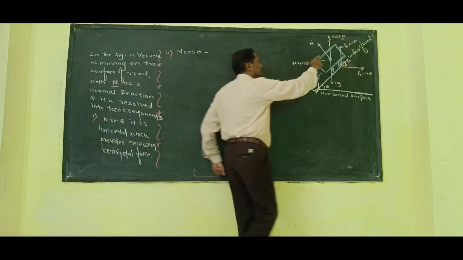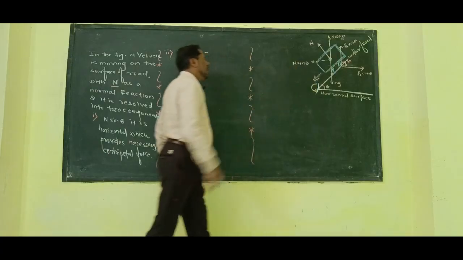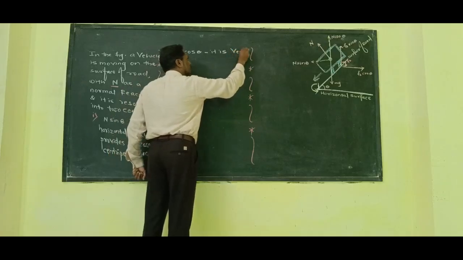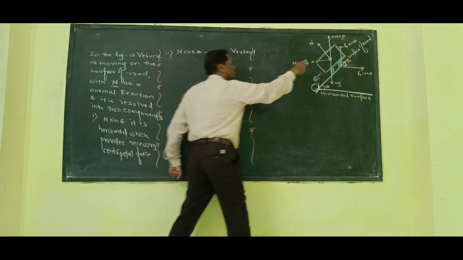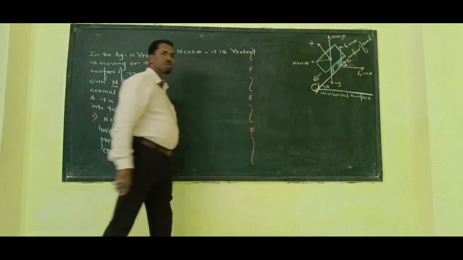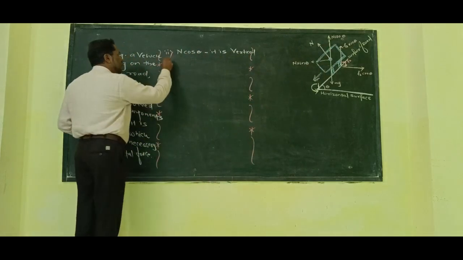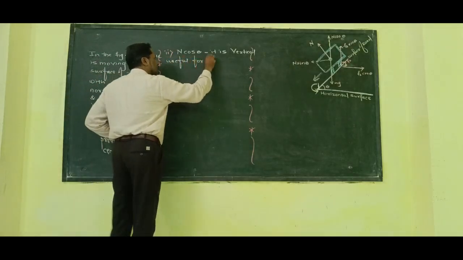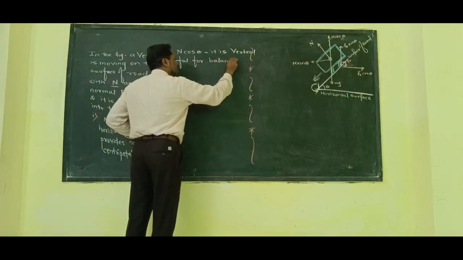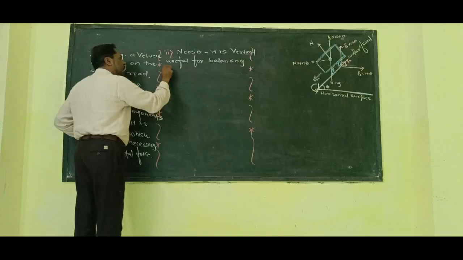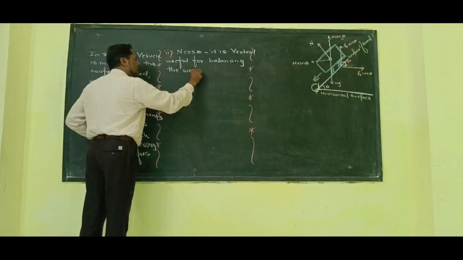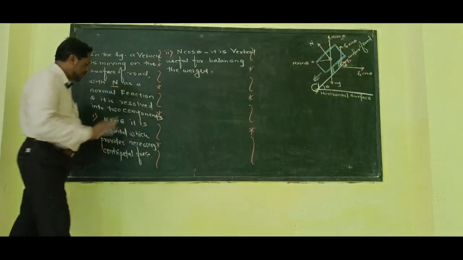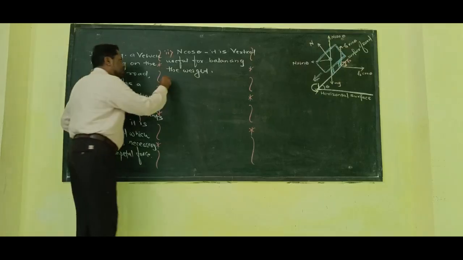See here, the second component is n cos theta. It is vertical, which we are observing also in the diagram. The component n cos theta is vertical, and it is useful for balancing the weight. Mathematically, both these points can be written as follows.